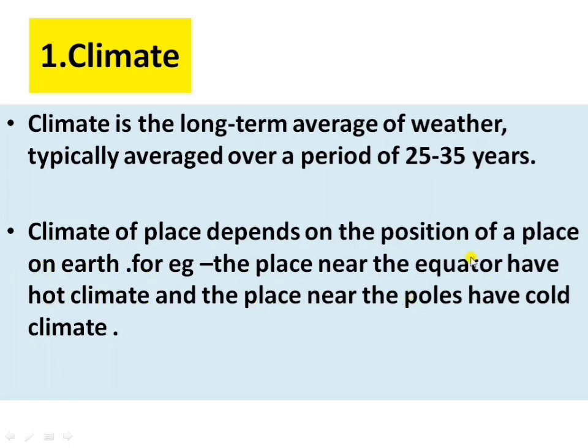Okay, near the poles we have Canada, Greenland, Alaska and the Arctic region. These are the nearest to the pole. That's why these regions have a cold climate.